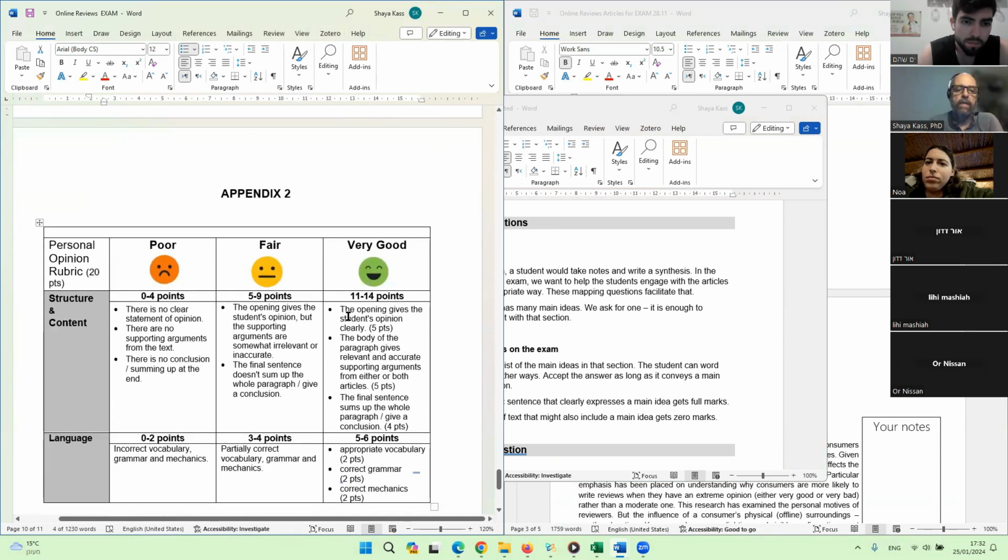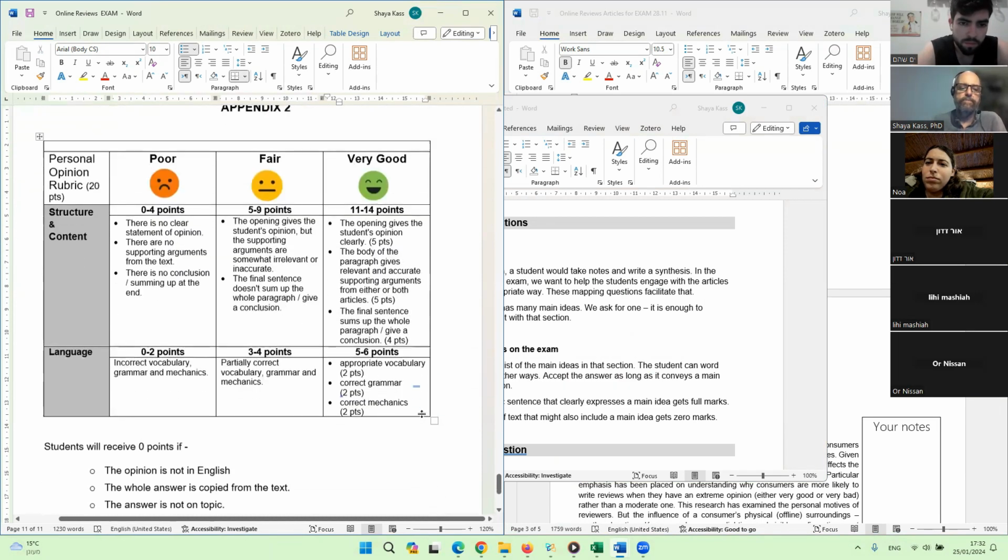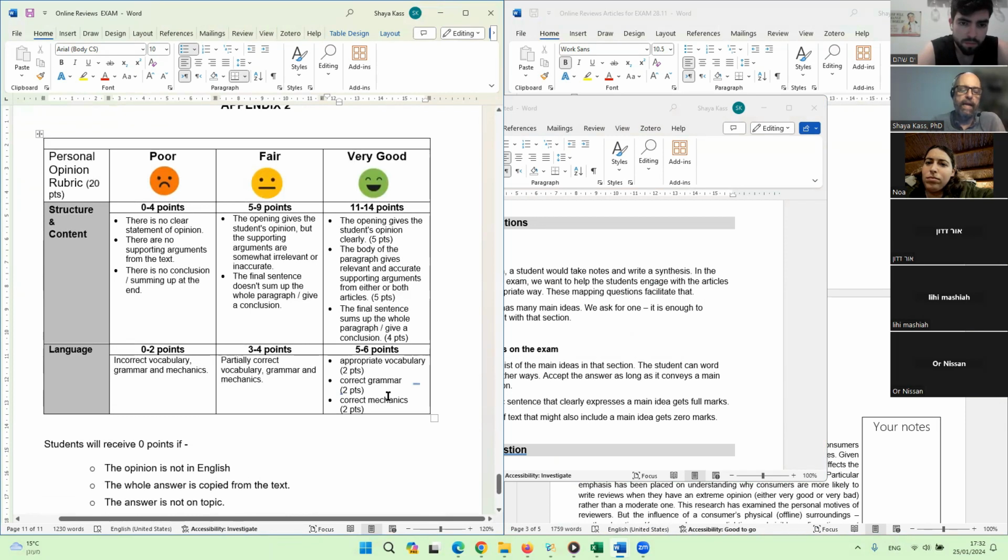Same thing for the opinion. It opens with your opinion, 5 points. You give relevant and accurate information for your opinion, 5 points. Final sentence sums it up, 4 points. Vocabulary, grammar, mechanics. That's what we do.